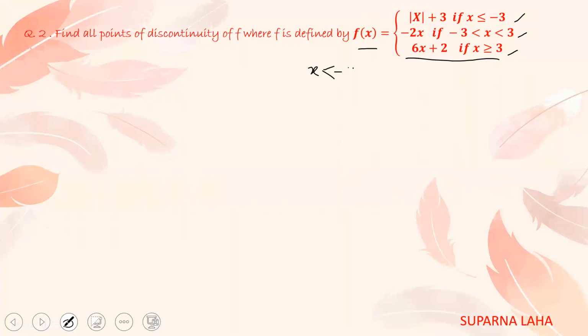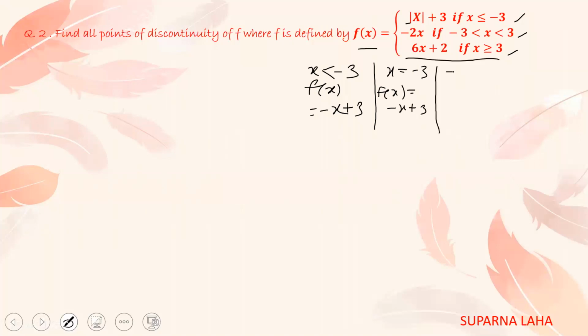x less than minus 3. The function is, since x is less than minus 3, x is always negative, so I can write the mod value as minus x plus 3. And now for x equal to minus 3, at that point the first definition applies, since it's negative, so I can write minus x plus 3.